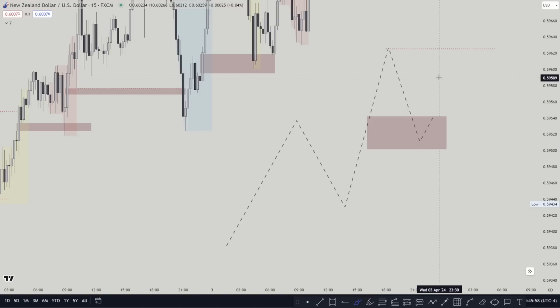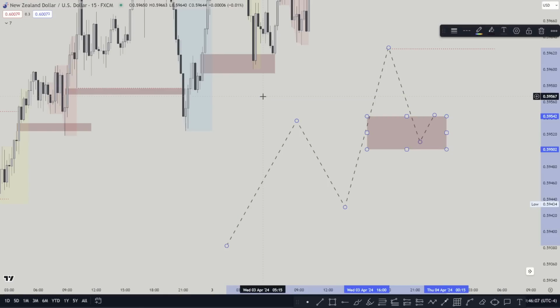Now let's say price taking this high. You cannot take change of state delivery here. You gotta wait for a market structure shift. Why? Because you're against the trend now. That's the rule that we're following here.